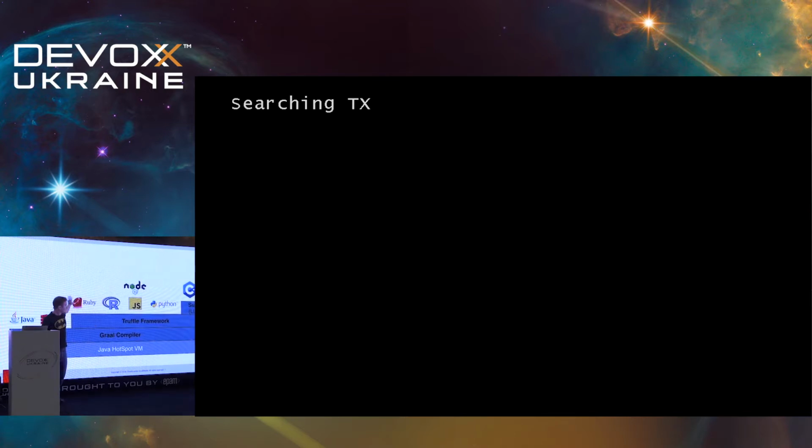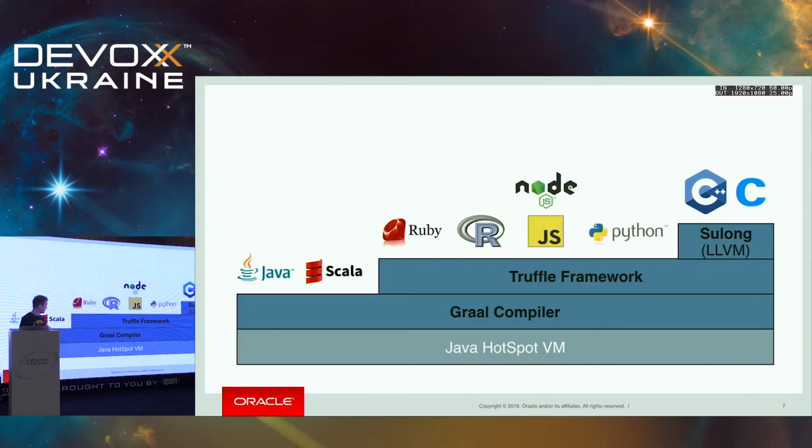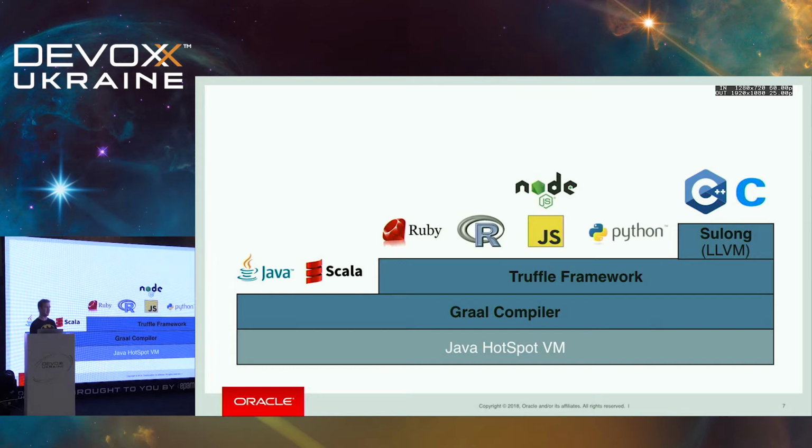This is the map of the components of GraalVM. We have the runtime system on the bottom, and with the JVM, that would be the Java HotSpot VM. We plug the Graal compiler in as a JVMCI compiler.